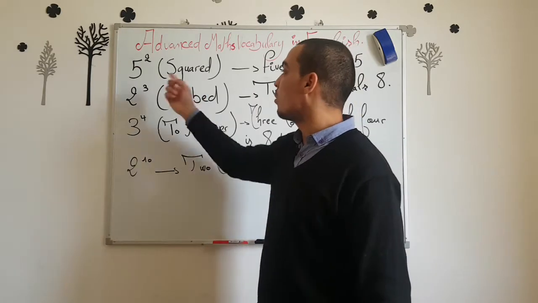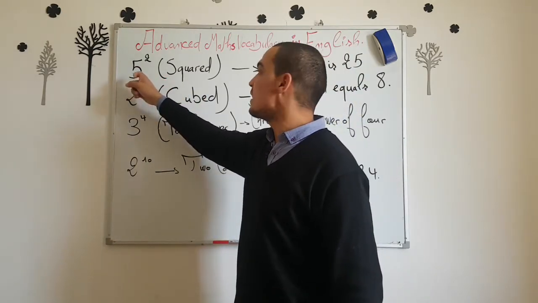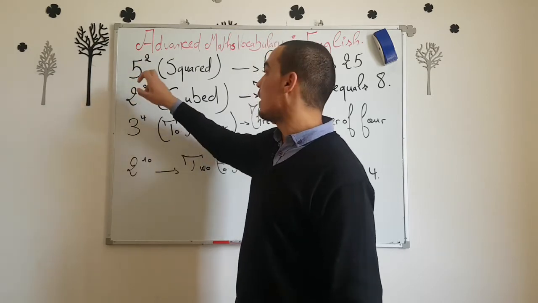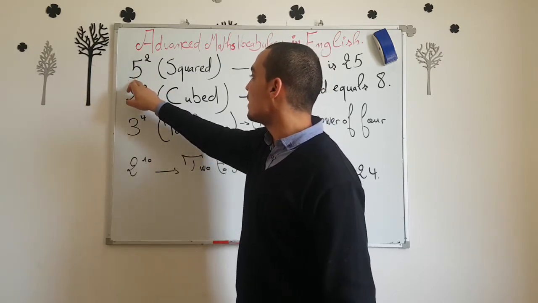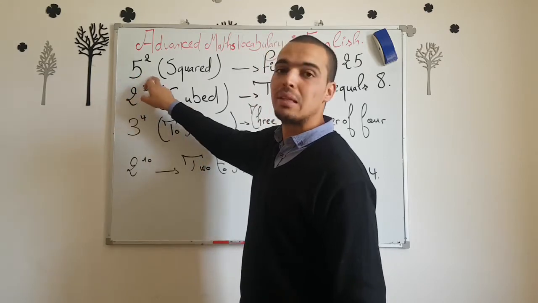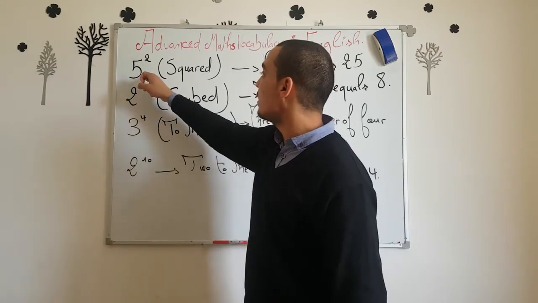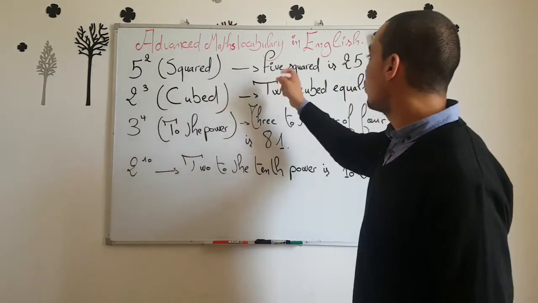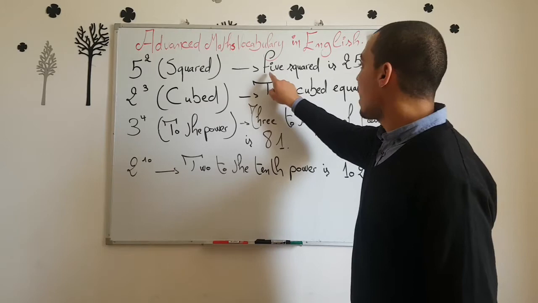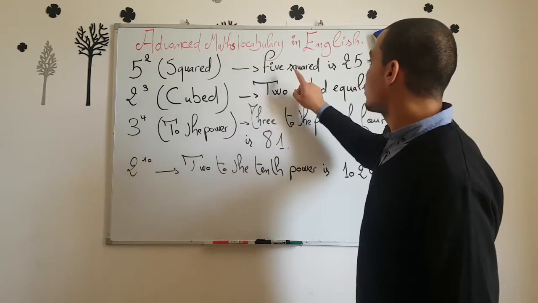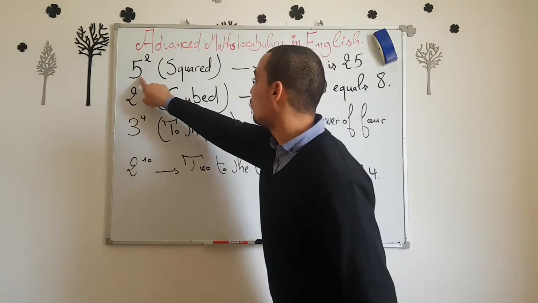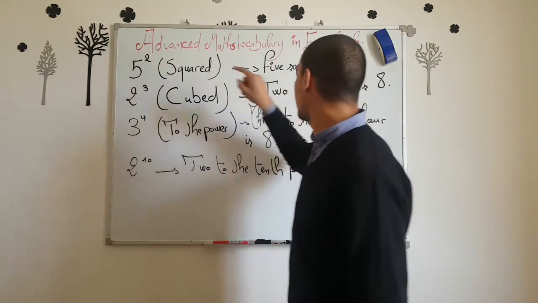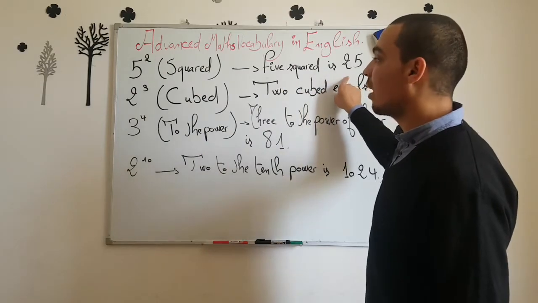Starting with our first symbol, as you can see here, this small 2 that you generally find at the top of different numbers means that the same number is multiplied by itself. Here, it means 5 multiplied by 5, and it is read as squared. This is just an example of the way you read it. So 5 squared is 25.